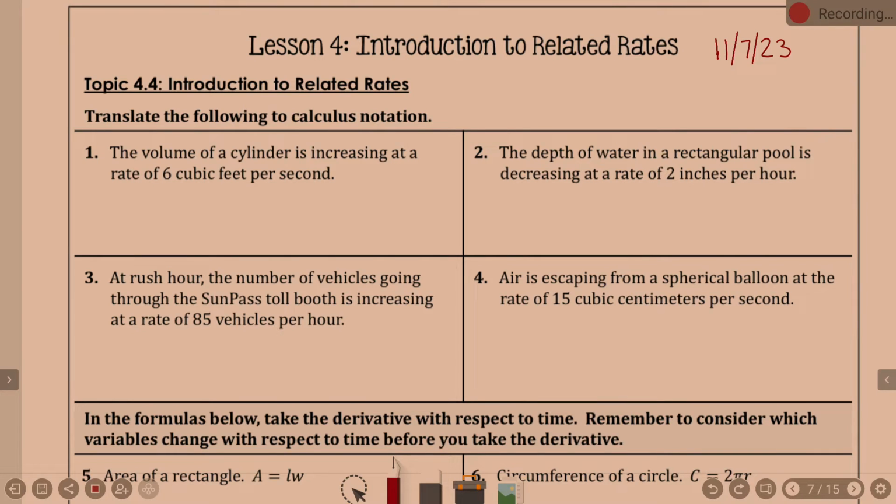We are working on how to take what we've already been doing a little bit, take it out of words and put it into calculus notation. On these top 4, we're being asked to translate to calculus notation. So, the volume of a cylinder is increasing at a rate of 6 cubic feet per second.